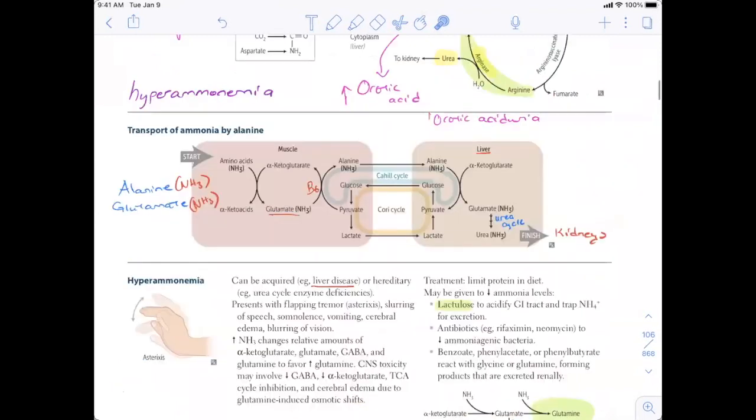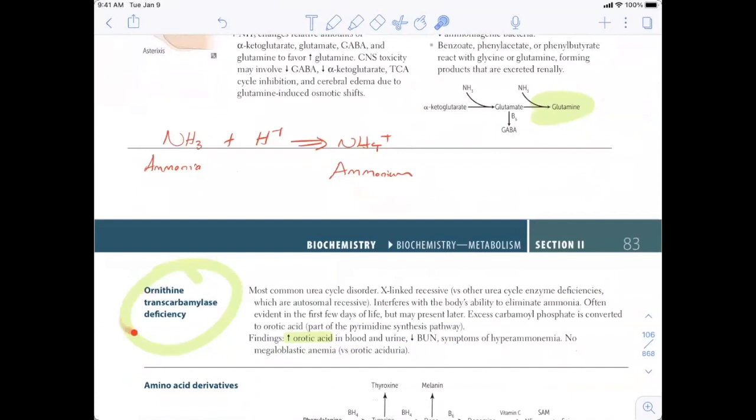So okay, yeah, it's right here. With your OTC deficiency, one of the key things that comes out is excess ammonia, because the urea cycle has shut down. So you get a hyperammonemia. But also, very importantly, remember that in OTC deficiency, orotic acid is going to increase, okay?